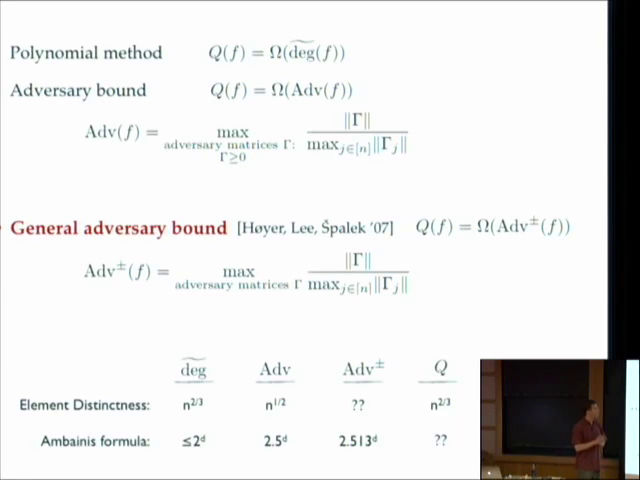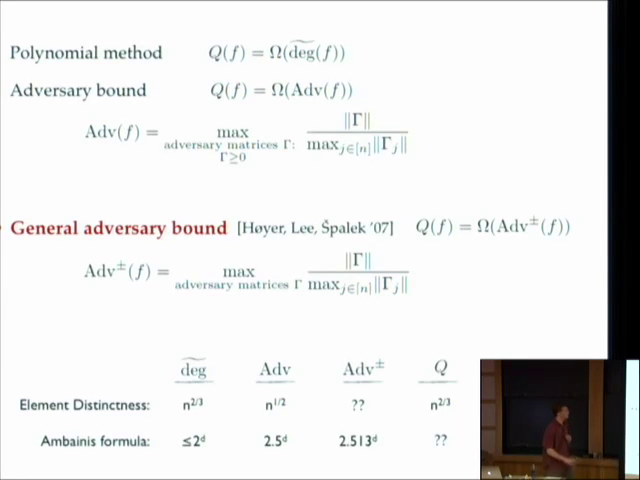So in 2007, the situation with these two bounds was somewhat changed. Høyer, Lee, and Špalek came up with a new adversary bound that they call adv plus minus. I started calling it the general adversary bound, and Peter didn't mind. I don't know about Troy. So you can call it the negative weight adversary bound or the general adversary bound. I prefer that. Either way.